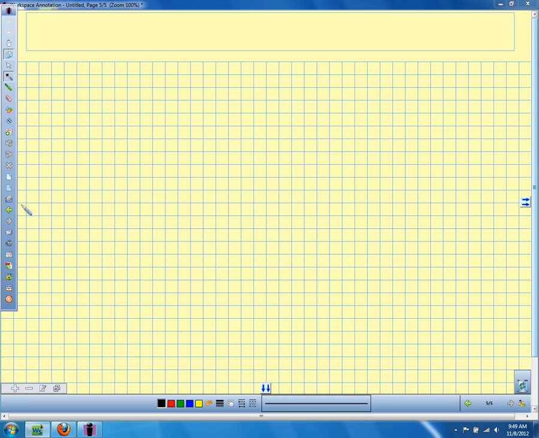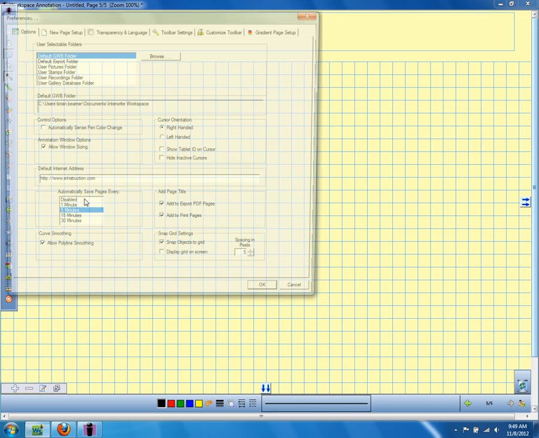I don't want this. I want a regular page, so I can get this. This is the page setup.